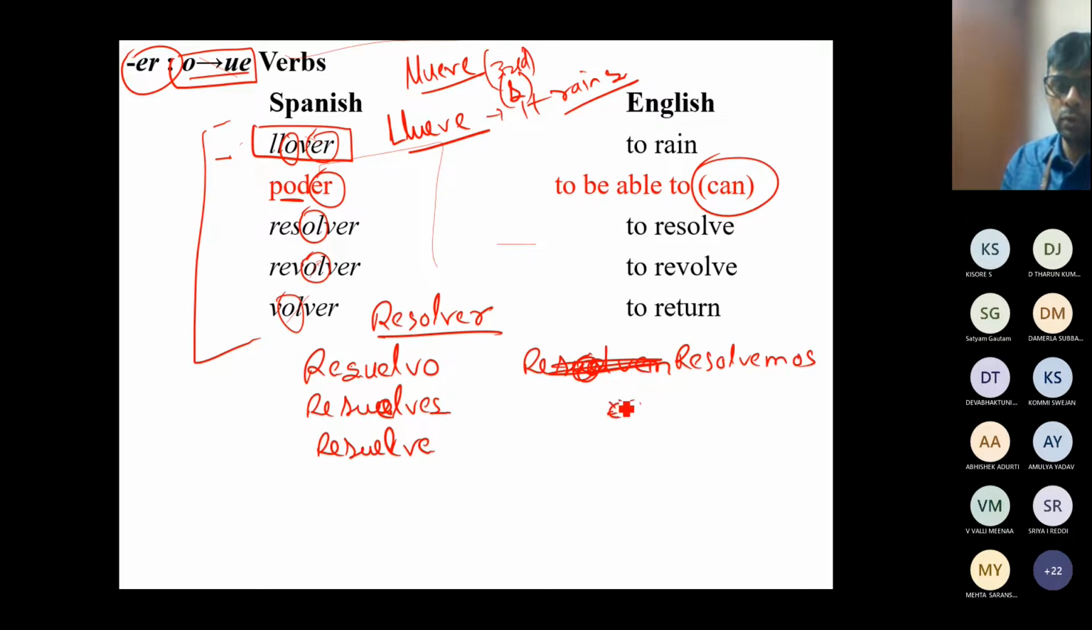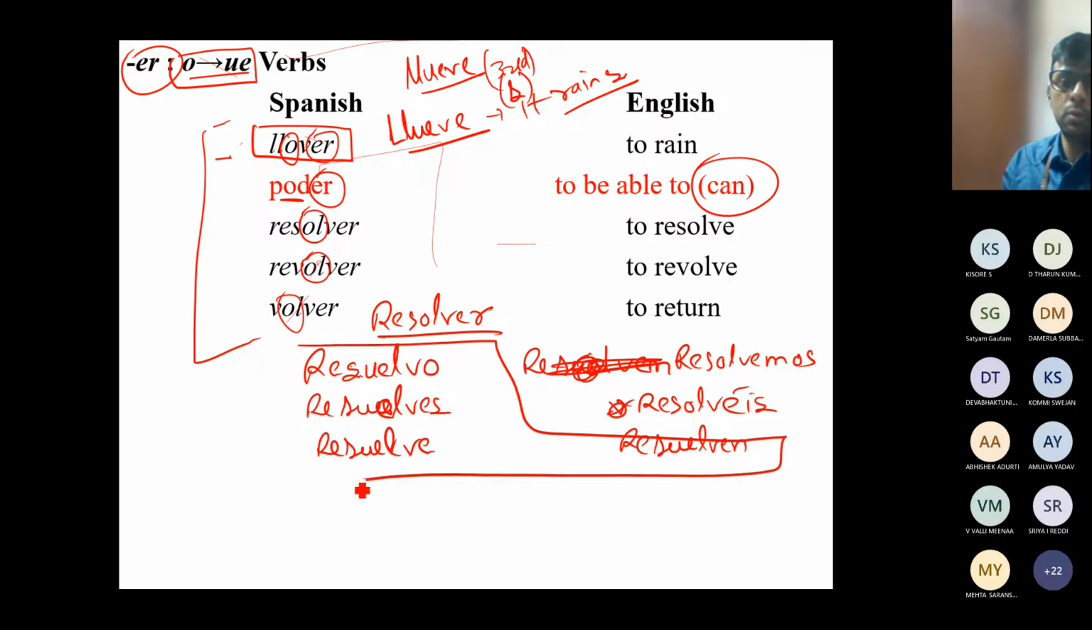Nosotros and vosotros, it will not change. So I mean the same part will not change. So resolvéis and resuelven. So if you see, this has also followed the boot rule. Okay.